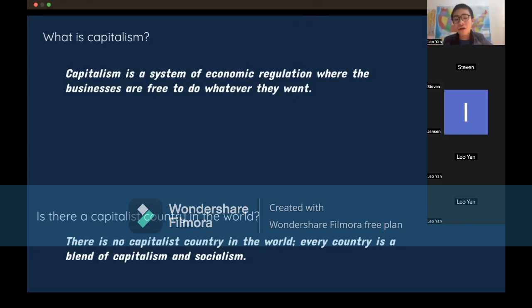There is no capitalist country in the world, and there is no socialist country in the world, because every country is actually a blend of the two. So it's on a spectrum, right? Are you closer to the capitalist side, or are you closer to the communist side, or the socialist side?